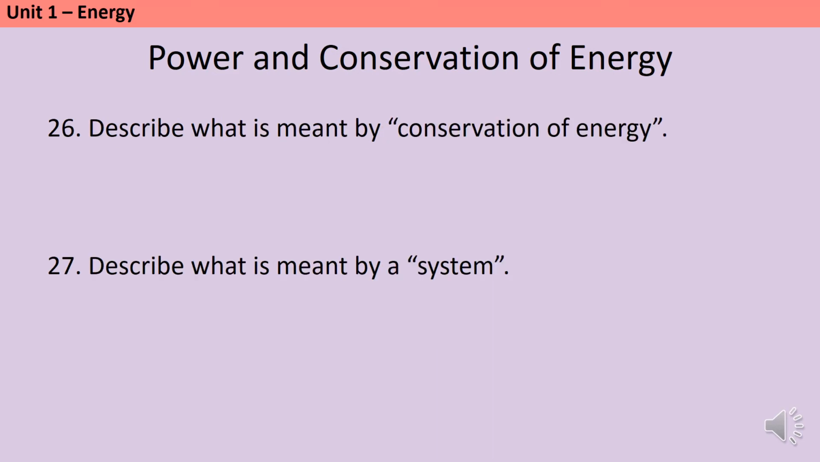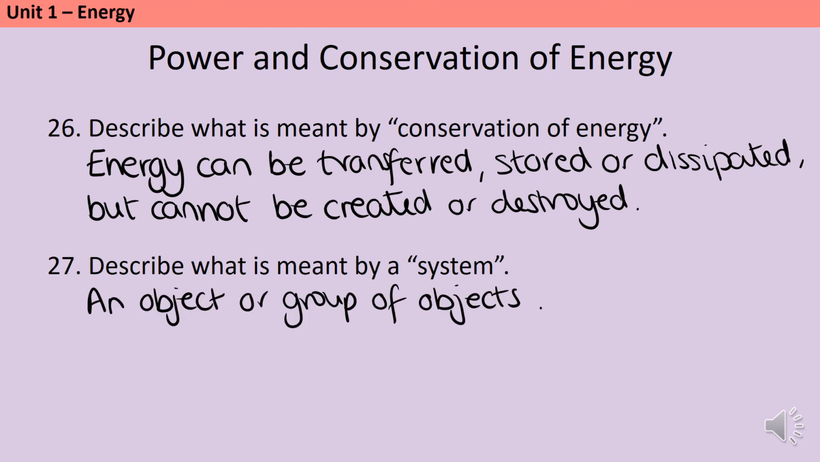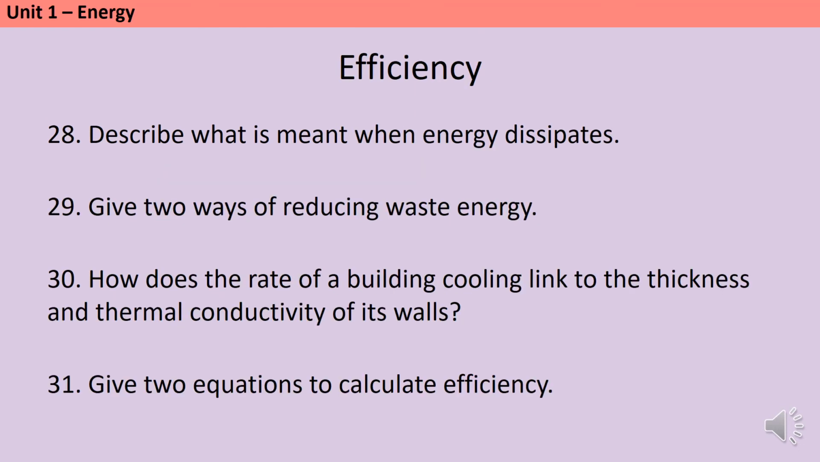In a closed system, energy can be transferred usefully, it can be stored, or it can be dissipated to the surroundings, but it can't ever be created or destroyed. A system is just an object or a group of objects. And when we talk about a system being closed, that means that no matter and no energy can get in or out. When energy dissipates, it spreads out so much that it's no longer available for useful work.